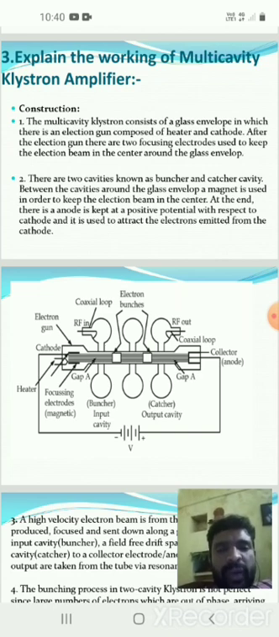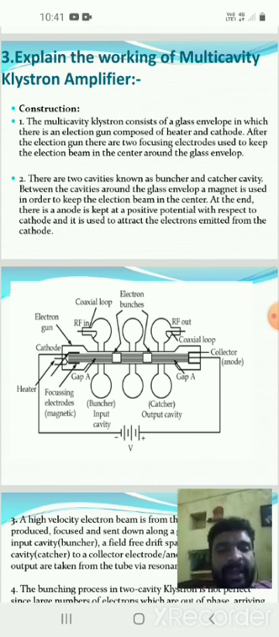There are two cavities known as buncher and catcher cavities. Between the cavities, around the glass envelope, a magnet is used in order to keep the electron beam in the center. At the end, there is an anode kept at positive potential with respect to the cathode, and it is used to attract the electrons emitted from the cathode.